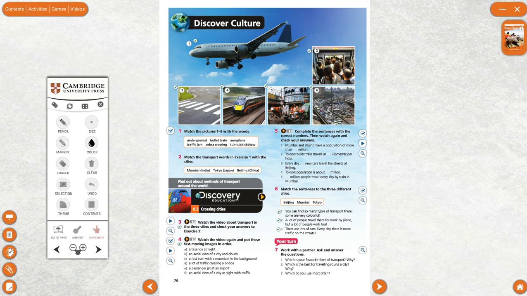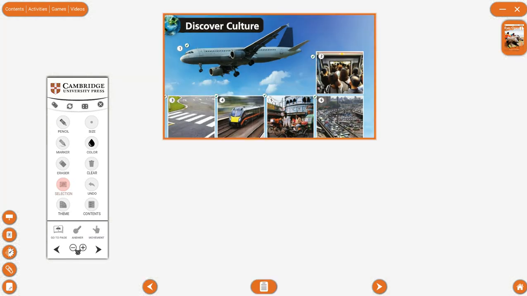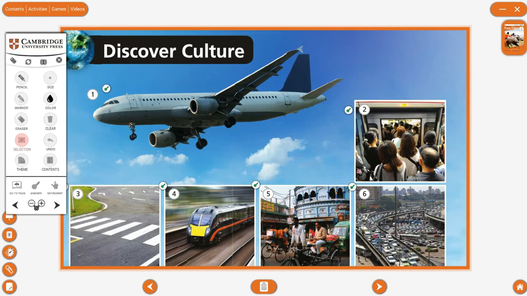Firstly, now we can start. Firstly, I want you to look at these pictures carefully. What can you see in these pictures? There are forms of transport in these pictures, and I want to ask one question about these pictures, and I want your answer after this video. Please write me your answer after this video.